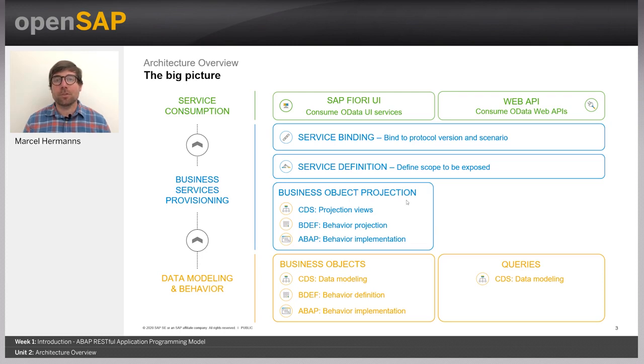These business object projections, or CDS projections, can then be exposed via a service definition. So the service definition is a bracket around this content and defines the scope to be exposed in a service binding. The service binding defines the protocol and also the use case, web APIs, for example, or Fiori UIs.